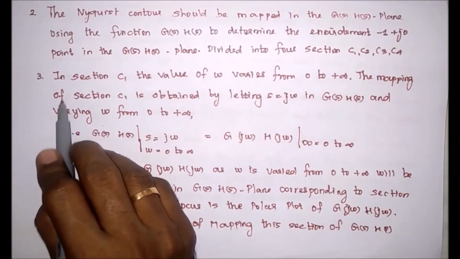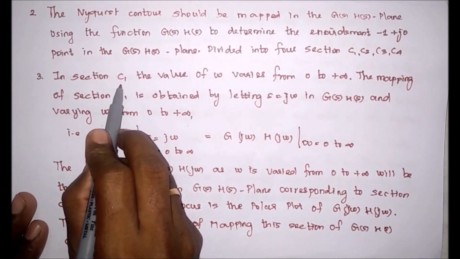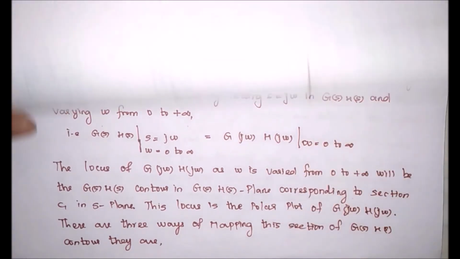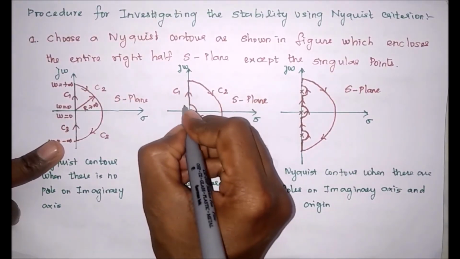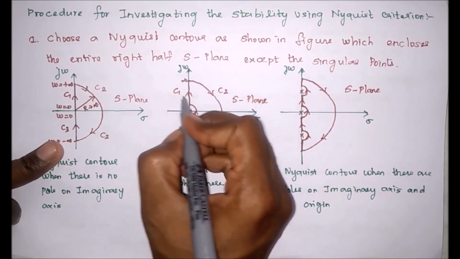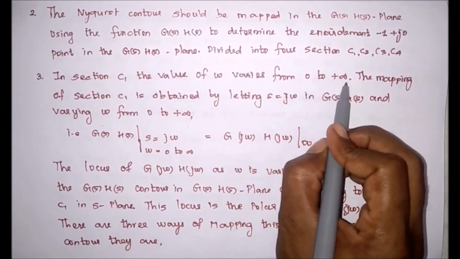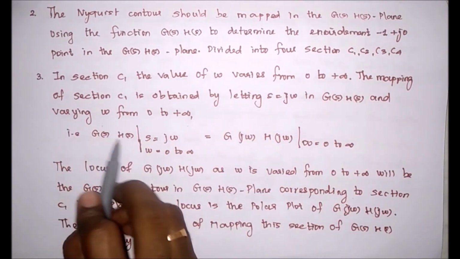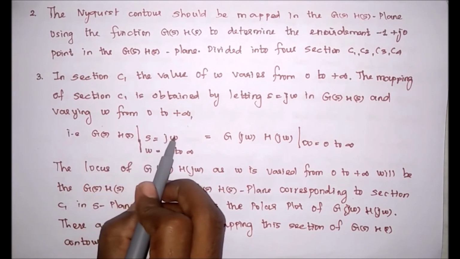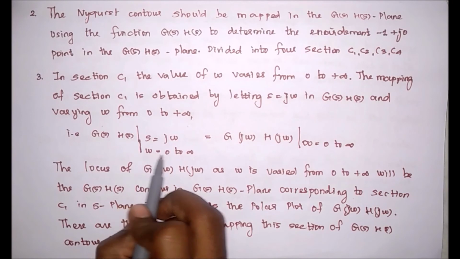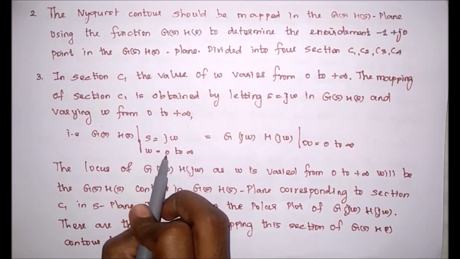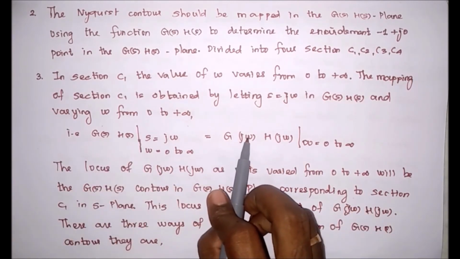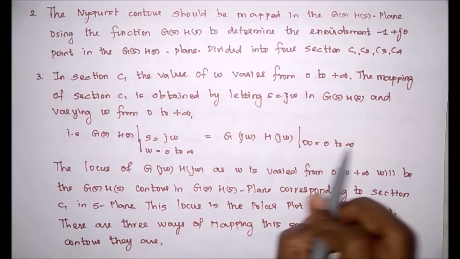Then step 3: in section C1, the value of omega varies from 0 to plus infinity. As I already told, this is section 1, this is 0, this is plus infinity, so the frequency omega goes from 0 to plus infinity. The mapping of section C1 is obtained from G(s)H(s) by putting s equal to j omega, then calculating for omega from 0 to infinity, various values.